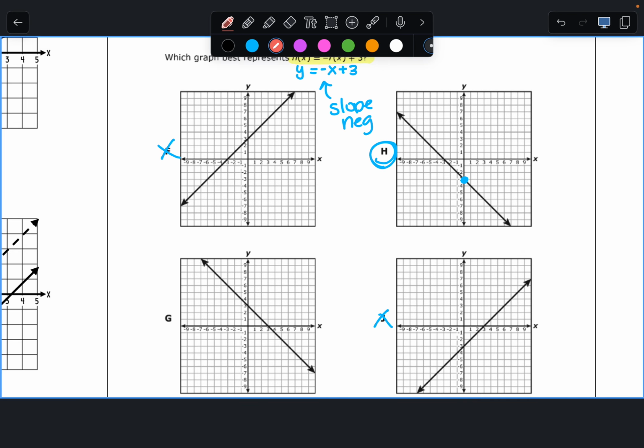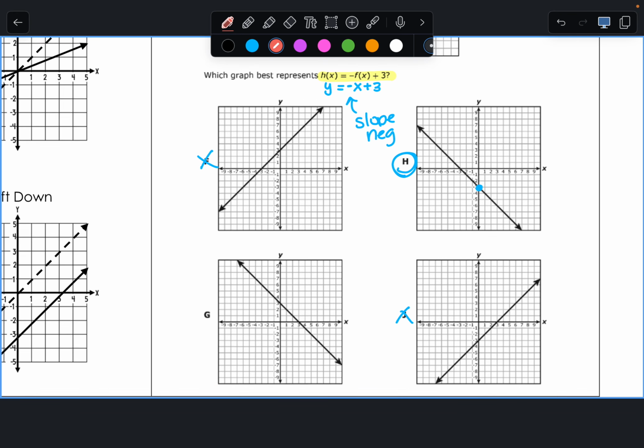Now, how do transformations look for quadratics? Ready? Wait. No. What? Why is it negative?